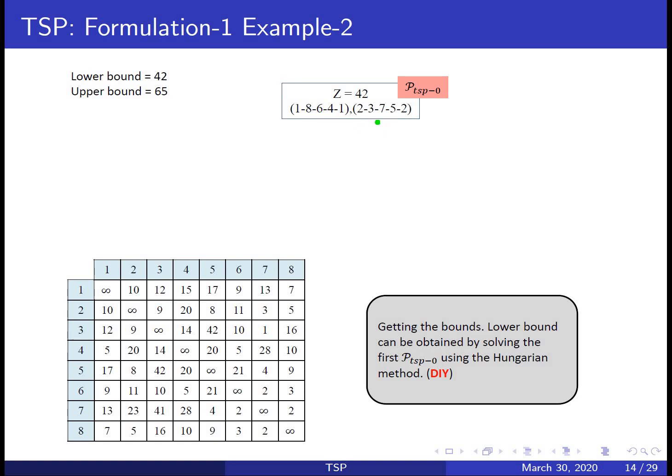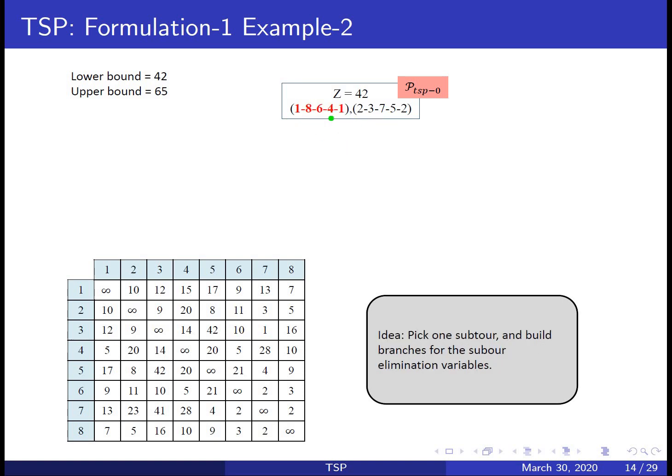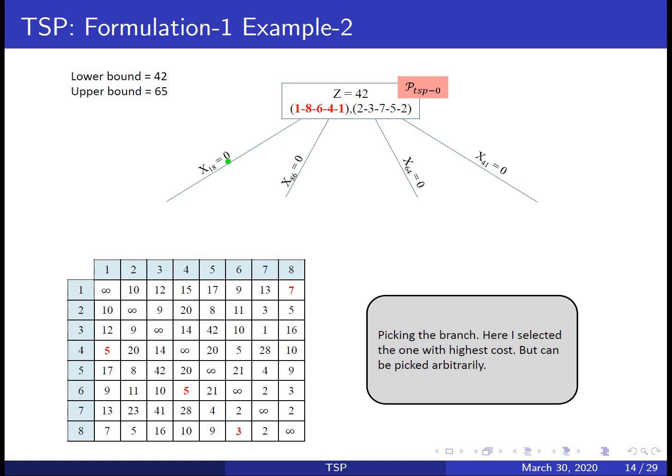From these two subtours, I am going to pick one of them arbitrarily because they have the same cardinality. Now to break this subtour, I need 4 children for 4 arcs. So I have one child for x18 equals 0. I have one child for x68 equals 0. I have another child for x64 equals 0. And another child node for x41 equals 0. All these children will be solved with the same constraints as that of PTSP0. The only difference will be the data.